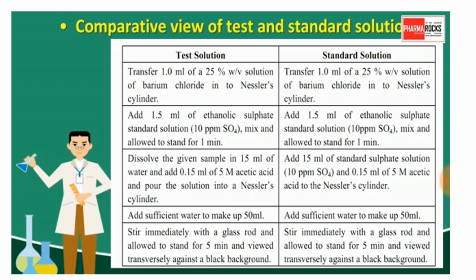When you come to the standard solution, transfer 1 ml of 25% weight by volume solution of barium chloride into a Nessler cylinder. Add 1.5 ml of ethanolic sulfate standard solution. Mix and allow to stand for 1 minute and add 15 ml of sulfate solution and 0.15 ml of 5 molar acetic acid into the cylinder. Dilute with sufficient water so as to get 15 ml, and finally stir with a glass rod and allow to stand for 5 minutes. Then you have to compare the turbidity produced in the test sample and the standard solution.